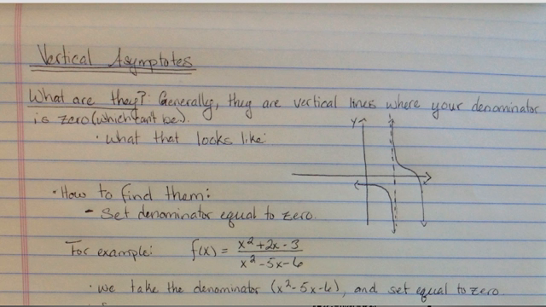Generally speaking, a vertical asymptote is where there are vertical lines where your denominator is 0. And since your denominator cannot be 0, these are vertical lines where your graph will never be. For example, in this graph here, it's represented by this dotted line. You have this graph that goes to infinity downward and to infinity upward, but it can never touch this x value right here. Therefore, this is a vertical asymptote.